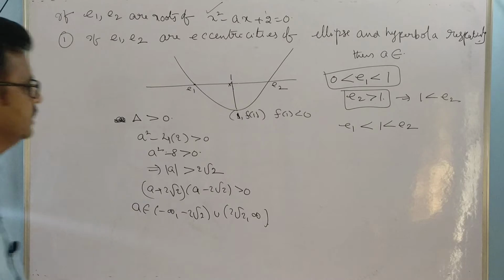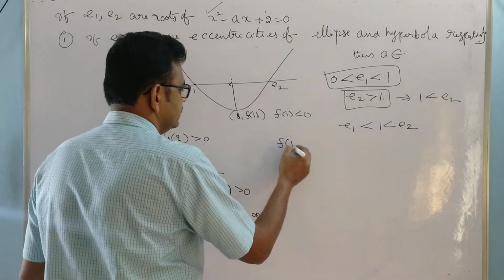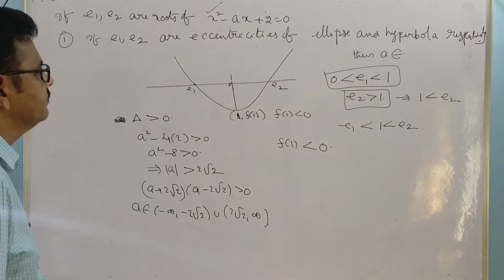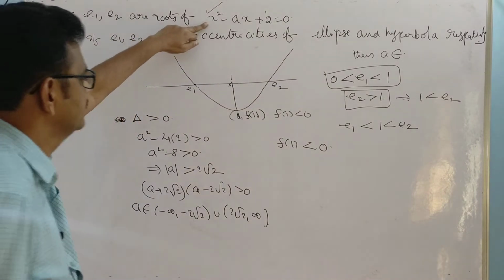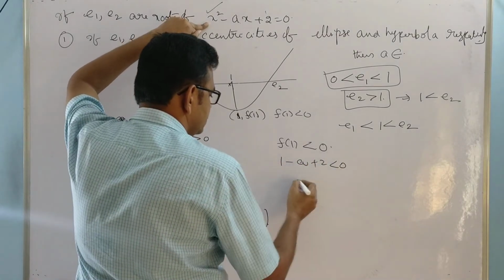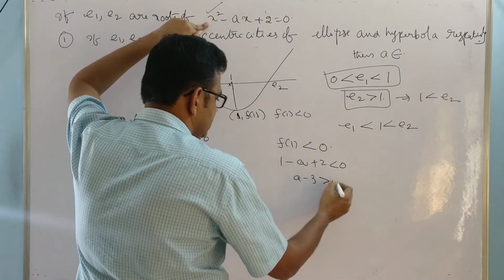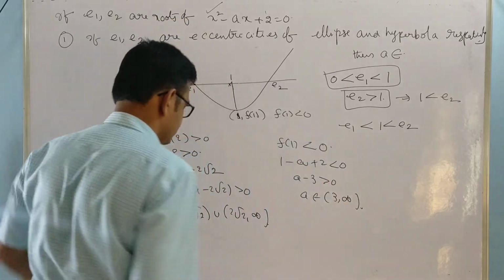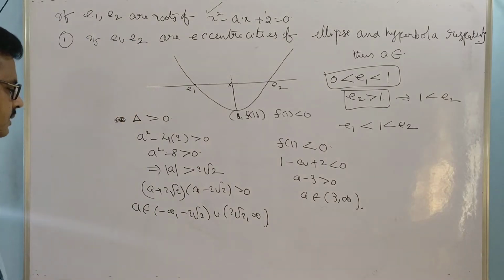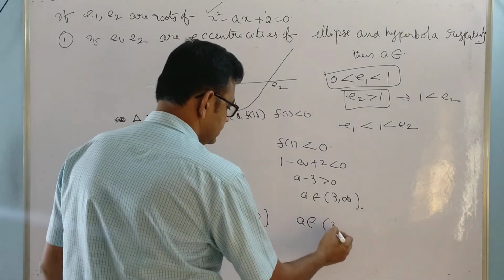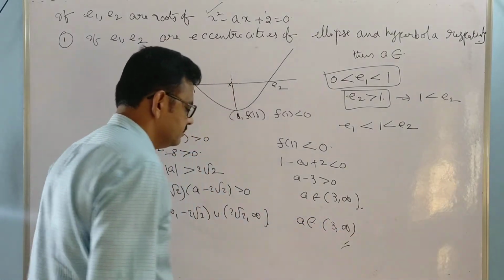And also f of 1 is less than 0. What is f of 1? f of 1 is 1 minus a plus 2 less than 0. That is a minus 3 is greater than 0. So a belongs to 3 comma infinity. Now you have the common part. Therefore from these two, it implies 3 comma infinity.